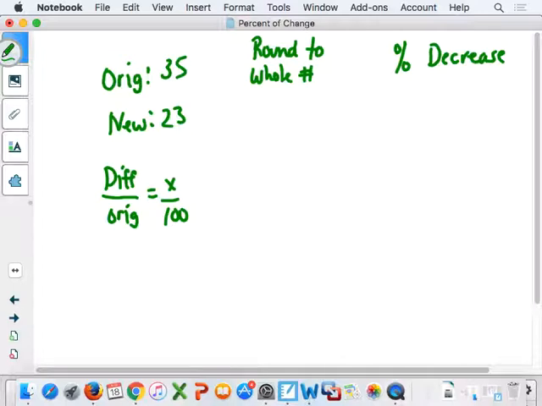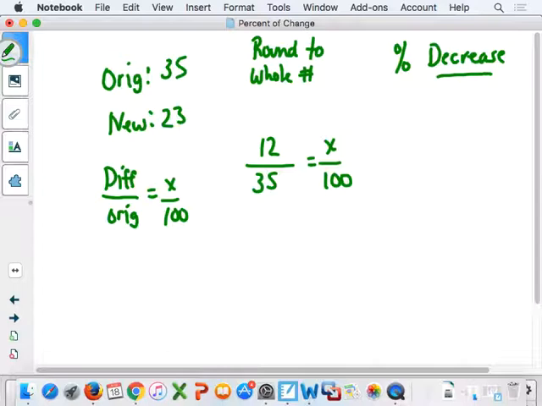Well, the difference is 12, and you don't need to put a negative 12 because it's going down, because we've already taken care of the fact that we know it's going down. So the difference between 35 and 23 is 12. What's our original number? 35. Now we're going to set it equal to x over 100, because remember that's how it forms a percent.